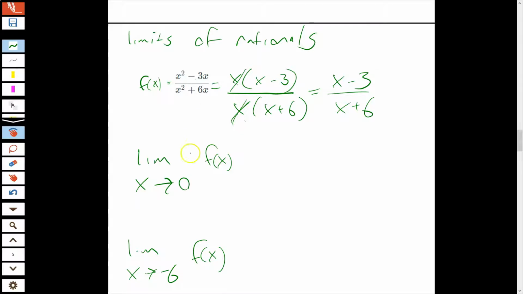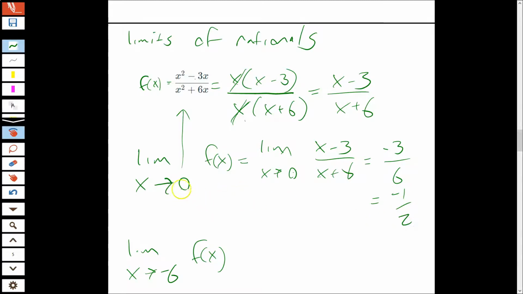Okay? Notice if I try to plug in my 0 directly, that's not going to work. That's going to get me a 0 in the denominator. But what I can do is use my simplified version. So I can say that this is equal to the limit as x approaches 0 of x minus 3 over x plus 6. That solves that problem for me, right? I can plug in 0 on the top and 0 on the bottom. 0 minus 3 is -3, 0 plus 6 is 6. So that simplifies to -1/2. This limit exists because that 0 canceled out, right?